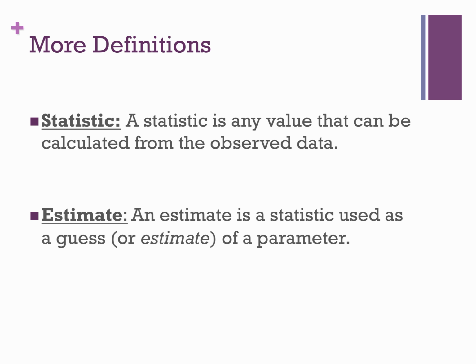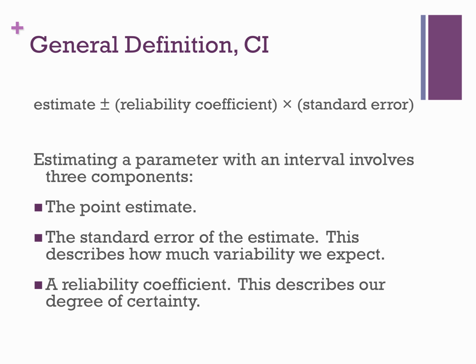That's our proportion, and our z-score can also be termed a statistic because we're using values from our data as well as values from the null hypothesis. And an estimate is a statistic used as a guess. That's our p-hat. That's our estimate of our proportion. The general definition of a confidence interval is our estimate, that's our p-hat, plus or minus. The minus will give us the lower bound, the plus will give us the upper bound. And we're going to add or subtract from our estimate a reliability coefficient times the standard error.